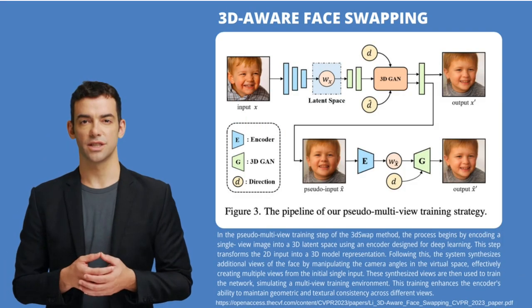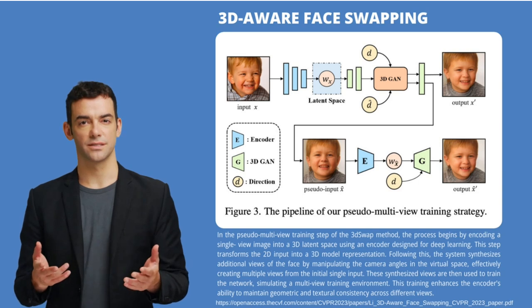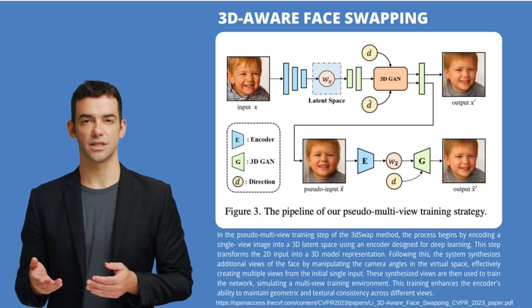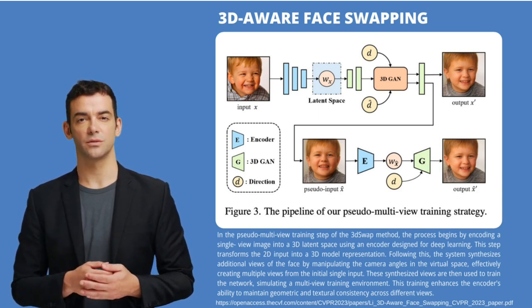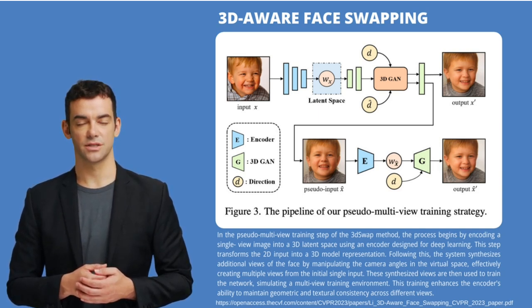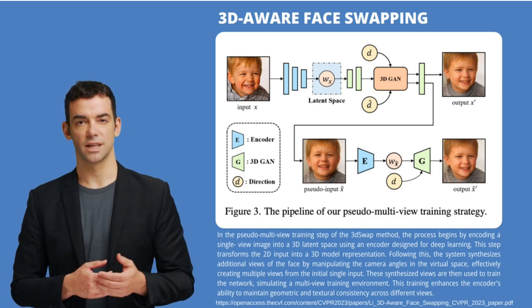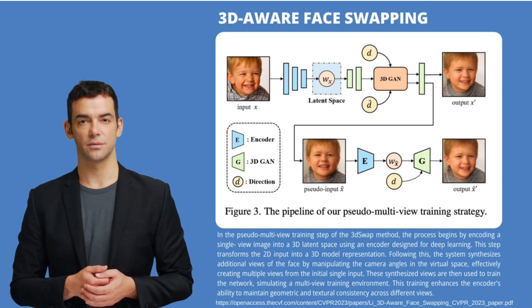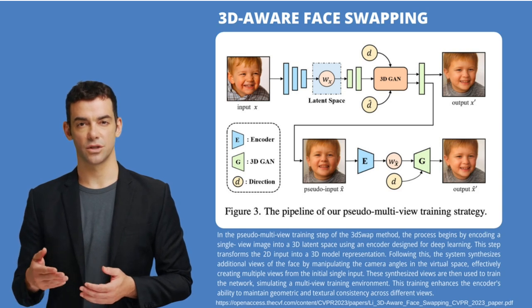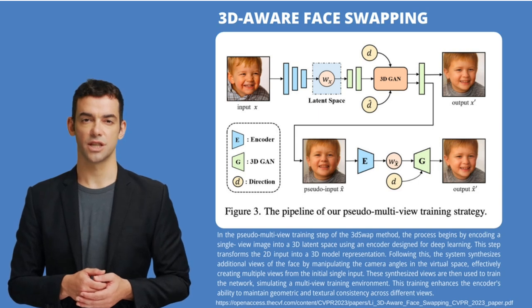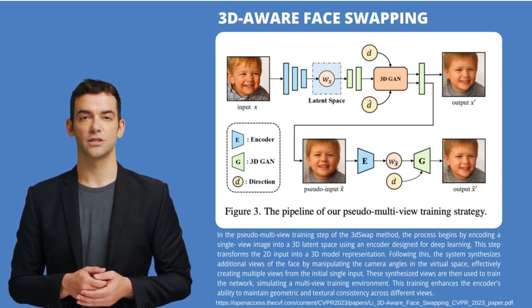In the pseudo-multiview training step of the 3D swap method, the process starts by encoding a single-view image into a 3D latent space using a deep learning encoder. This step transforms the 2D input into a 3D model representation. Next, the system generates additional views of the face by adjusting the camera angles in the virtual space, creating multiple views from the initial single input. These synthesized views are then used to train the network, simulating a multi-view training environment. This training improves the encoder's ability to maintain geometric and textural consistency across different views.